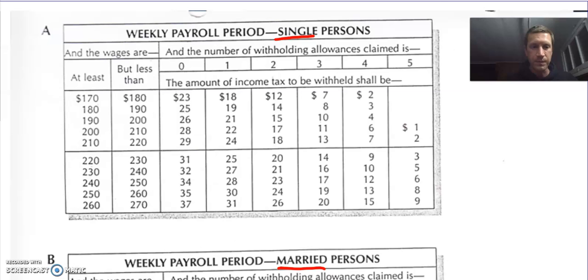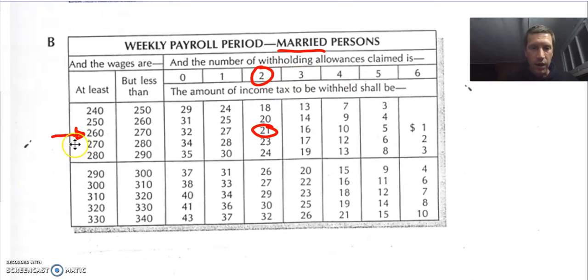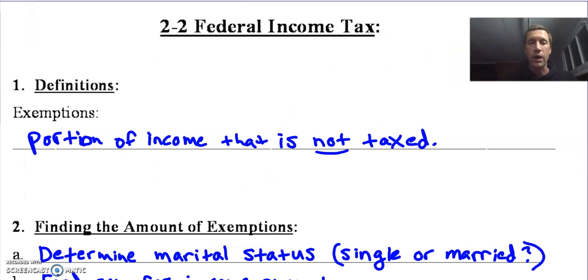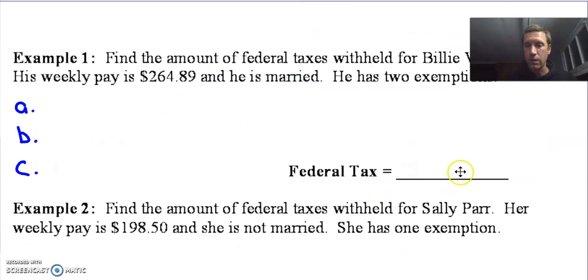So let's go to the chart. I'm looking at the married chart. You can see this arrow down here. At least 260, but less than 270. So I'm going to be in this 1, 2, 3rd row. And then across the top has the number of exemptions. So I want to kind of work down from the number 2 and across from this 260 to 270. You can see that red number I circled was $21. So the income tax that gets withheld and sent to the government for this particular weekly paycheck is going to be $21. That's all we're asking for. So $21 is getting withheld.